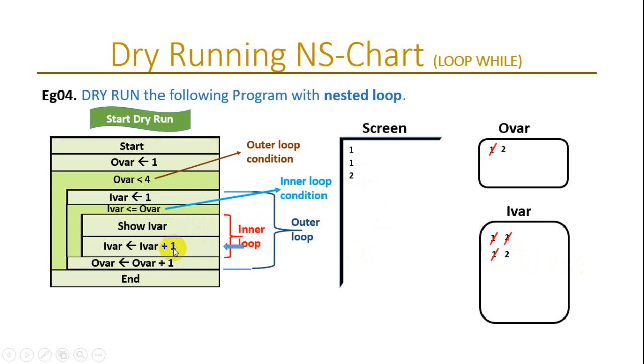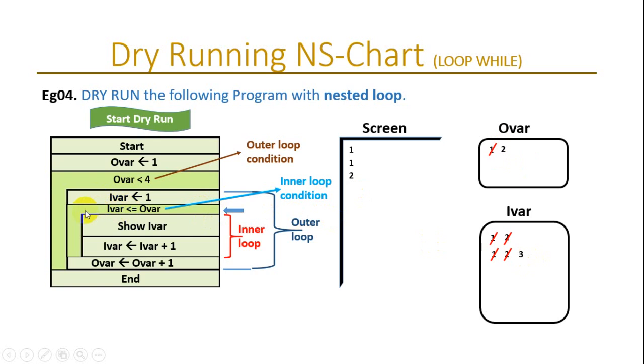IVAR plus 1. IVAR is 2 plus 1 is 3. You write back to that. So it becomes 3. Now you again go back to the condition check. Is IVAR, which is 3, less or equal to OVAR? OVAR is 2. Less or equal? No. IVAR is higher than that. So now this condition is false.